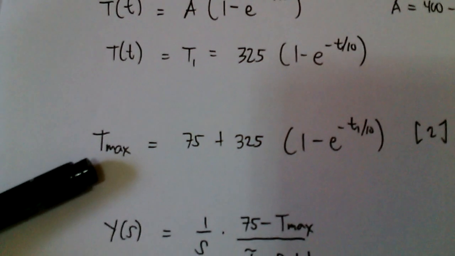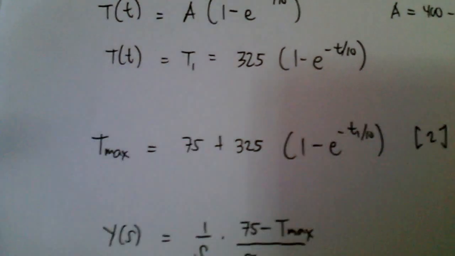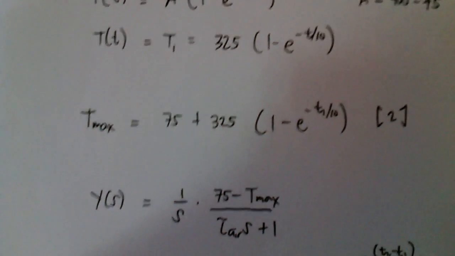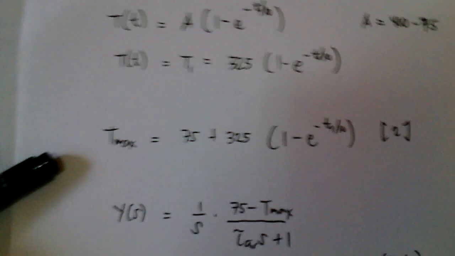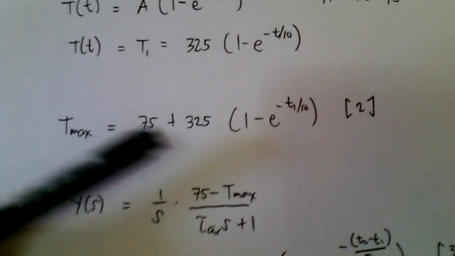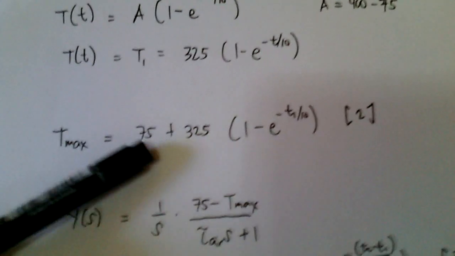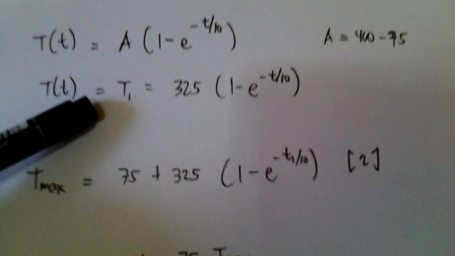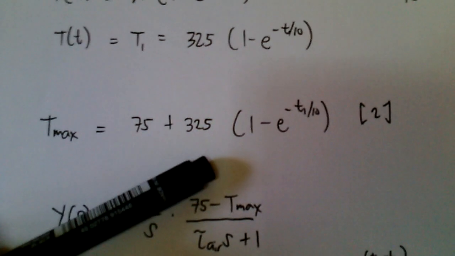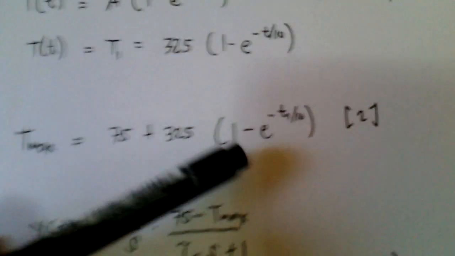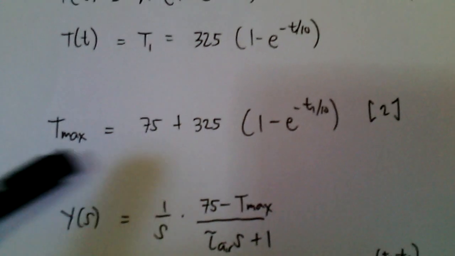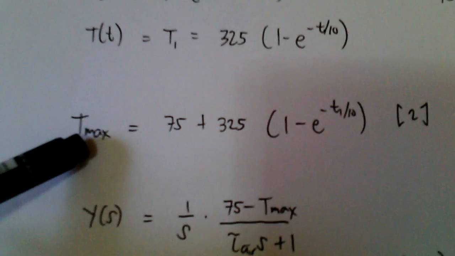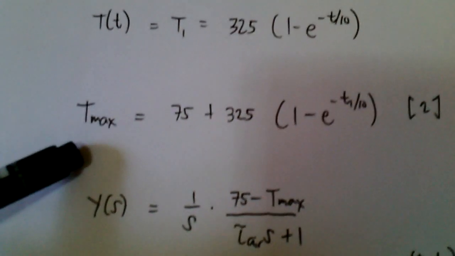So what is Tmax? Tmax is the temperature at the maximum of the step function, where the oil bath will end and also the start of the air. So we have Tmax equals 75 plus 325, adding just 75 of temperature, then adding the first equation here, T1, 325 times 1 minus e to the negative T1 over 10. Still 10 because it's the oil bath. Tmax, as I said earlier, is the end of the oil bath and the start of the air.